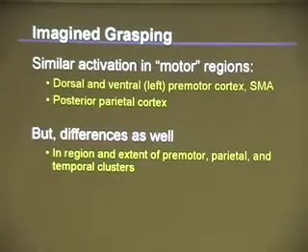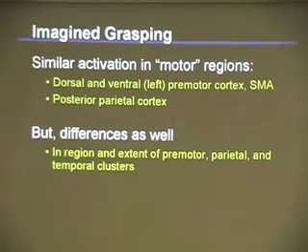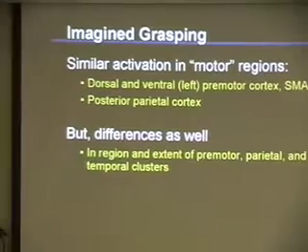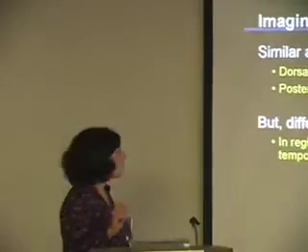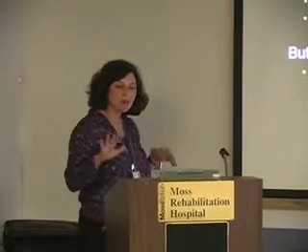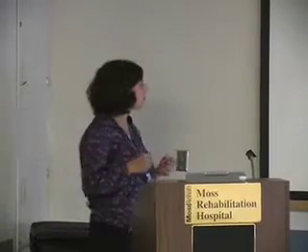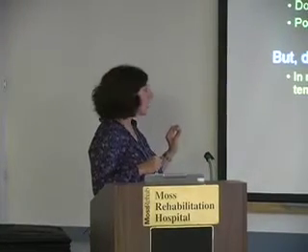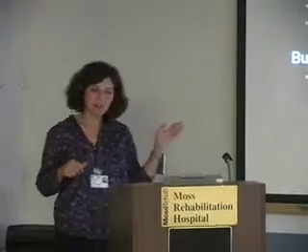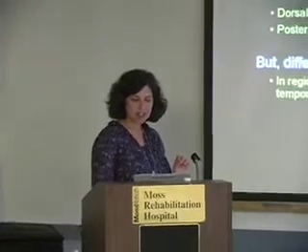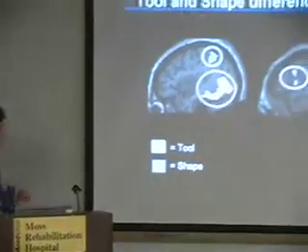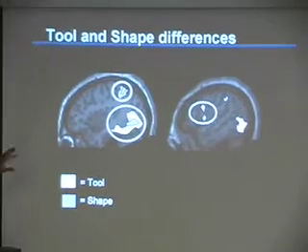Okay, so the imagine grasping task showed us similar activation regions in these motor-related areas: the dorsal and left ventral premotor cortex, the supplementary motor area, and the posterior parietal cortex, which again replicates other studies that have looked at motor imagery tasks and found these related regions. But there were differences, even in this grasping task, in the region and extent of these regions that I mentioned. So here is just a closer look at an actual brain with the clusters compared.